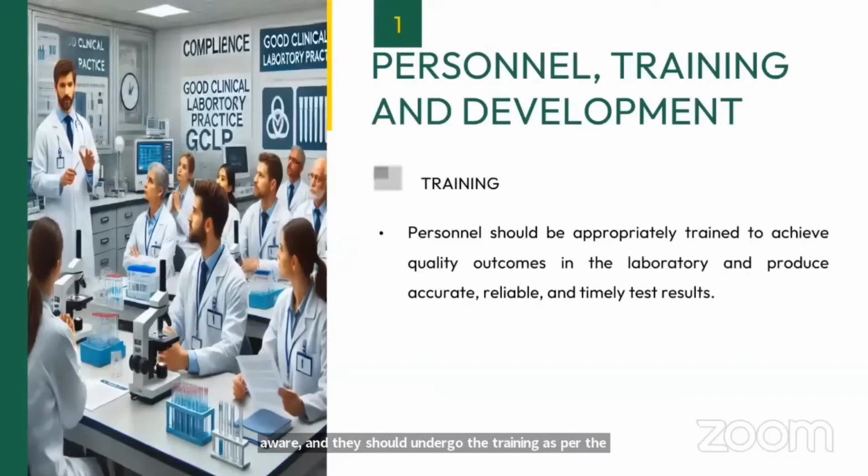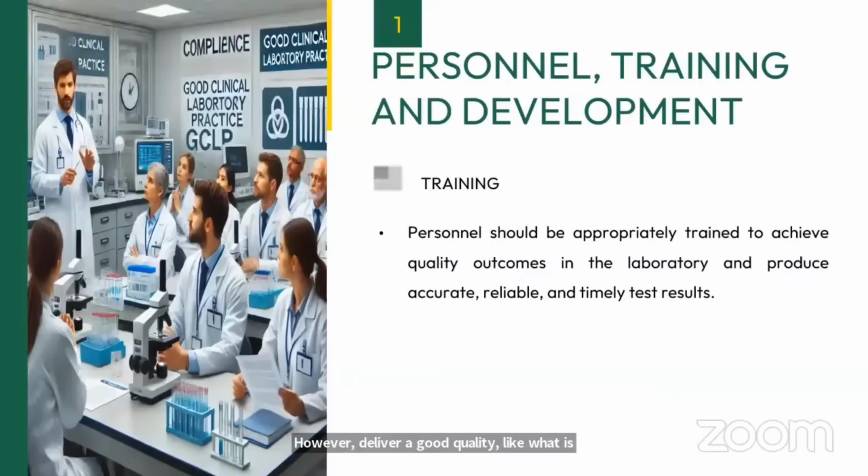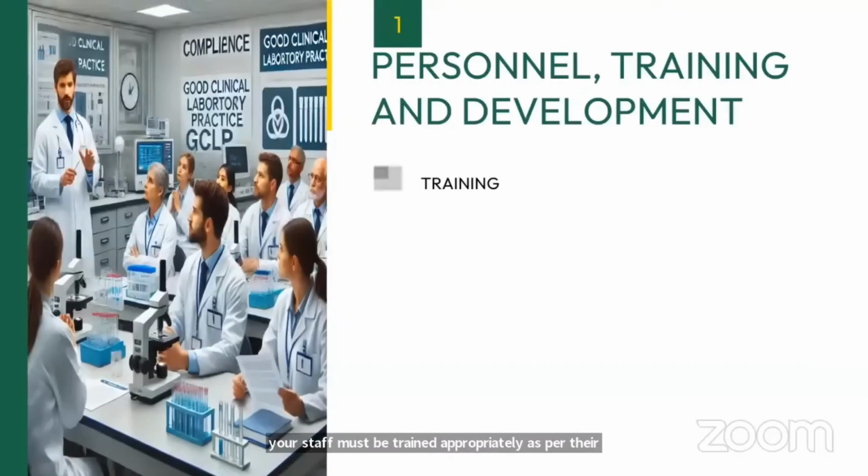Now, what are the additional trainings you have to provide to your staff? Personnel should be appropriately trained to achieve quality outcomes in the laboratory and produce accurate, reliable, and timely test results. So, whatever requirements are there to deliver a good quality laboratory result, to achieve that goal and to produce accurate, reliable, and timely test results, your staff must be trained appropriately as per their job designation and their job responsibility.